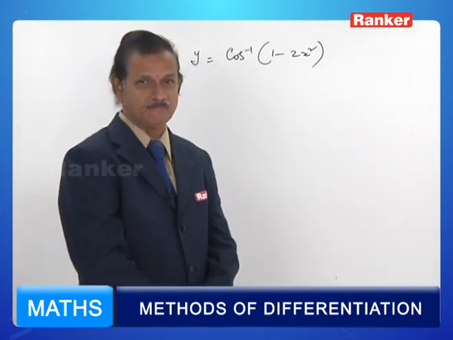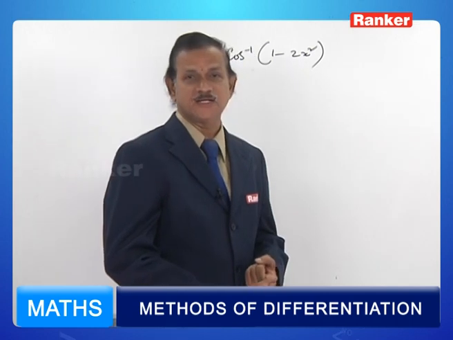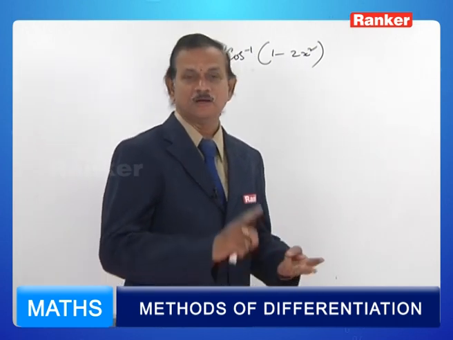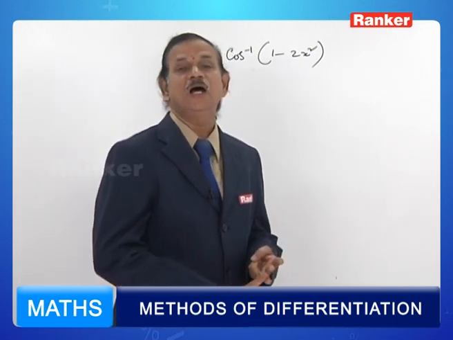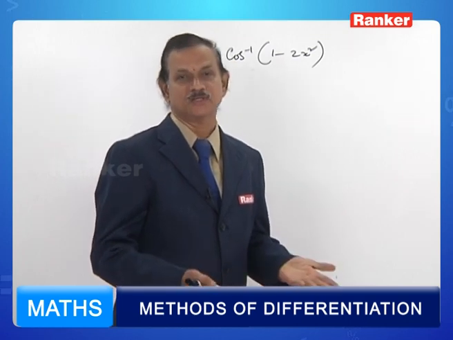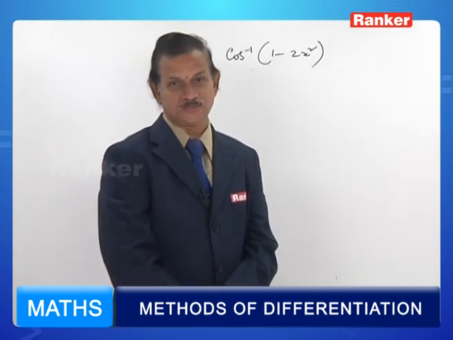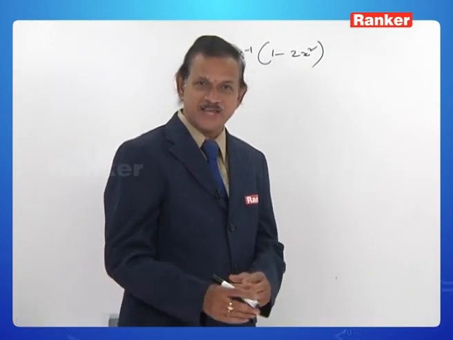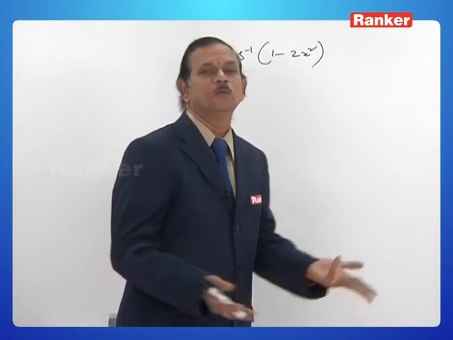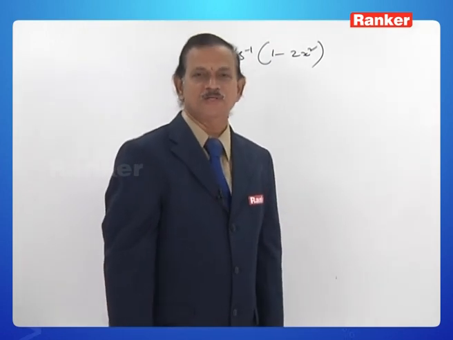I think you remember. Cos square theta minus sine square theta, 2 cos square theta minus 1, 1 minus 2 sine square theta, and 1 minus tan square theta by 1 plus tan square theta. So according to the shape which is suitable to this, we choose this suitable trigonometric ratio.